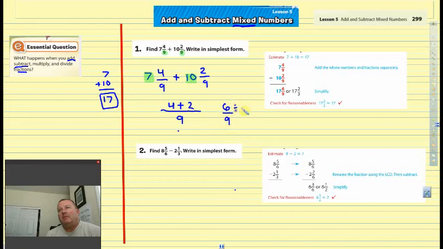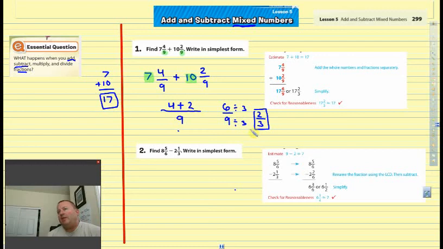Well, my 6/9 can be reduced, and remember, you can use 2 or 3. Start with 2. No, 2 does not go into the 9s. Try 3. Yes, 3 goes into 6 and 9. 3 goes into 6 2 times, and 3 goes into 9 3 times. And so I get 2/3. So my fractions, 4/9 and 2/9, add together. They gave me 6/9, and then I reduced it to give me 2/3.